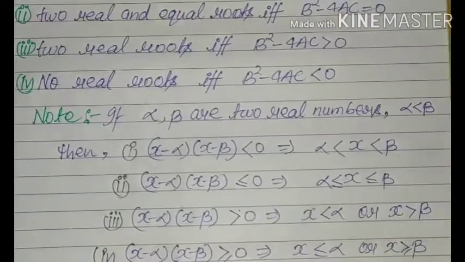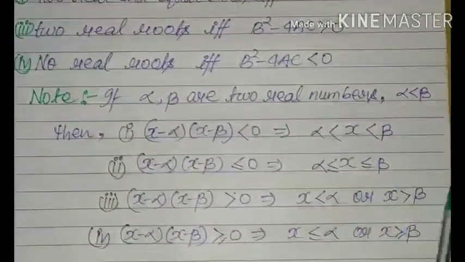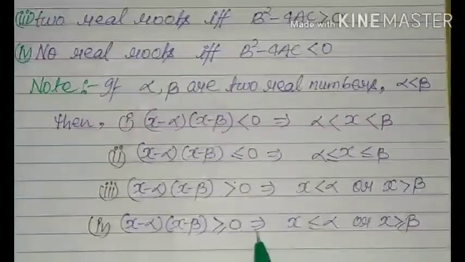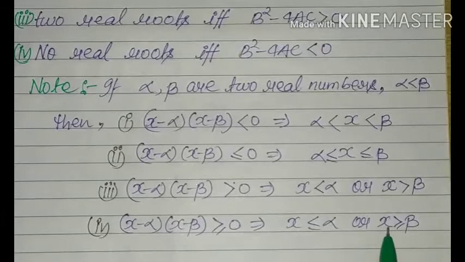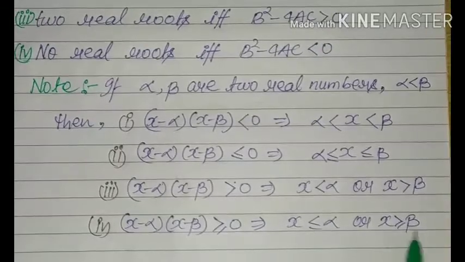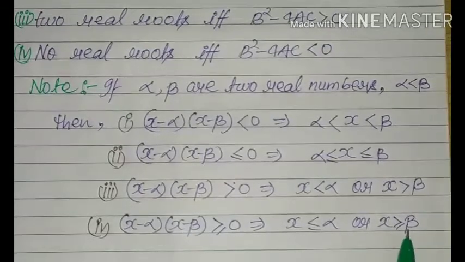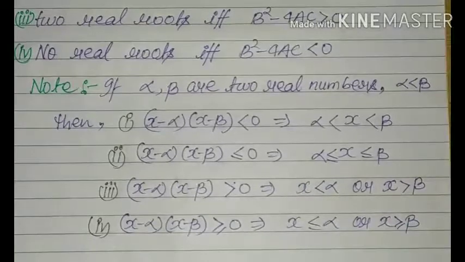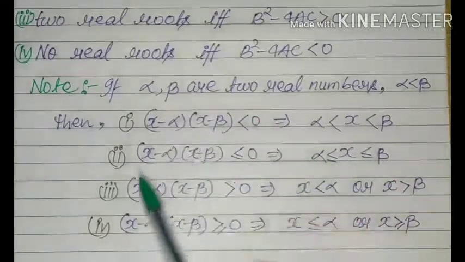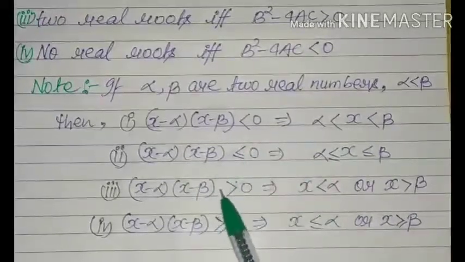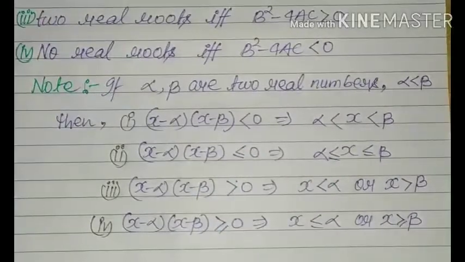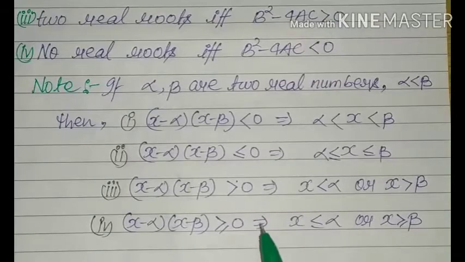Okay. And the last one is (x minus alpha)(x minus beta) is greater than or equal to 0, which implies that x is less than or equal to alpha or x is greater than or equal to beta. And note that alpha is less than beta. Okay. You have to memorize these 4 conditions. This will help you to solve the calculations of the questions.